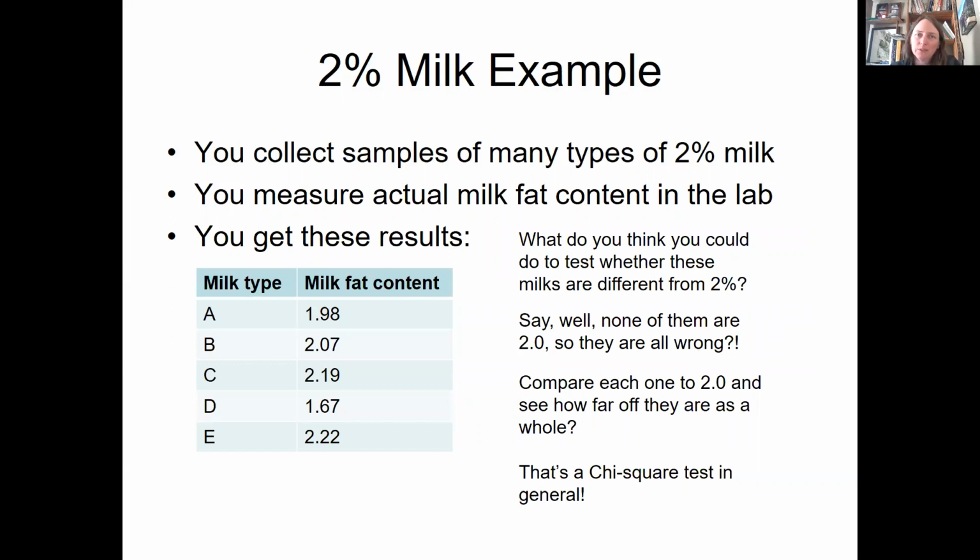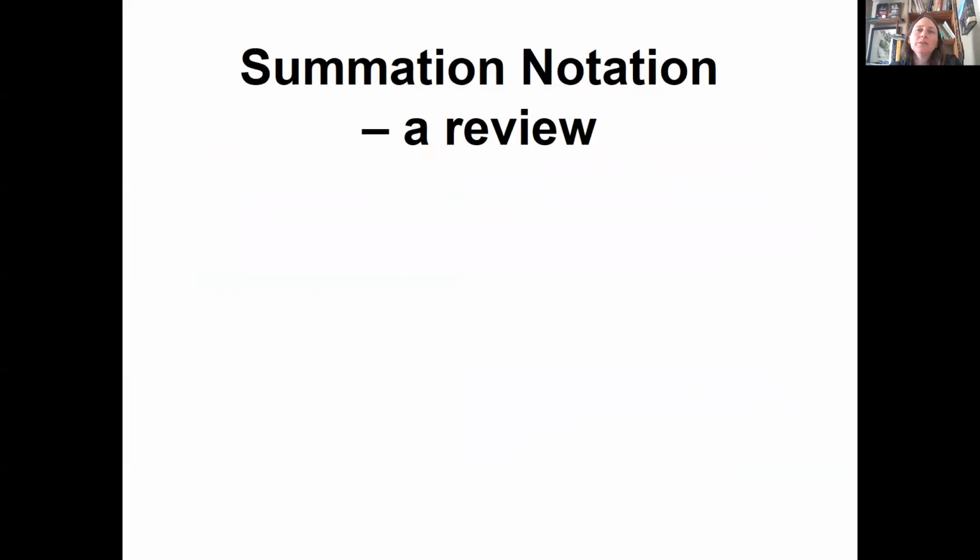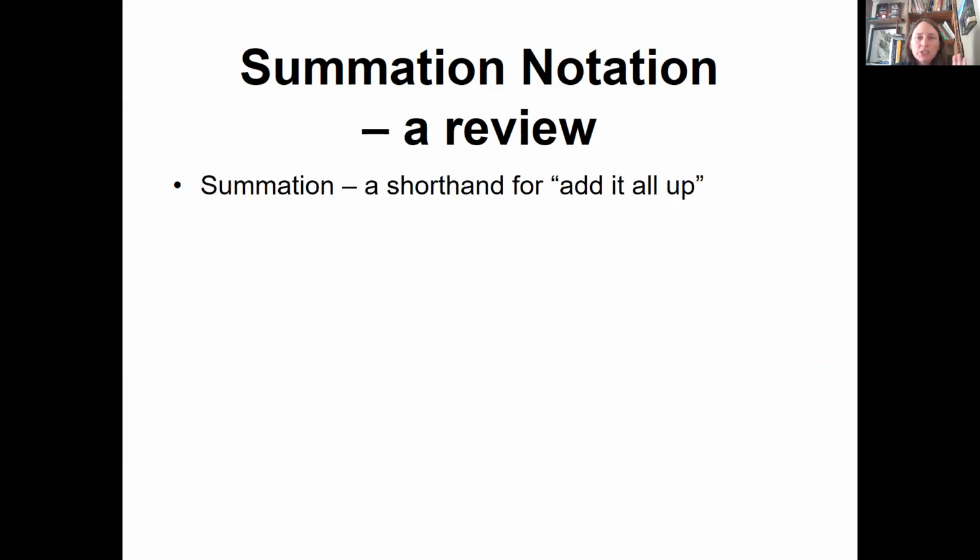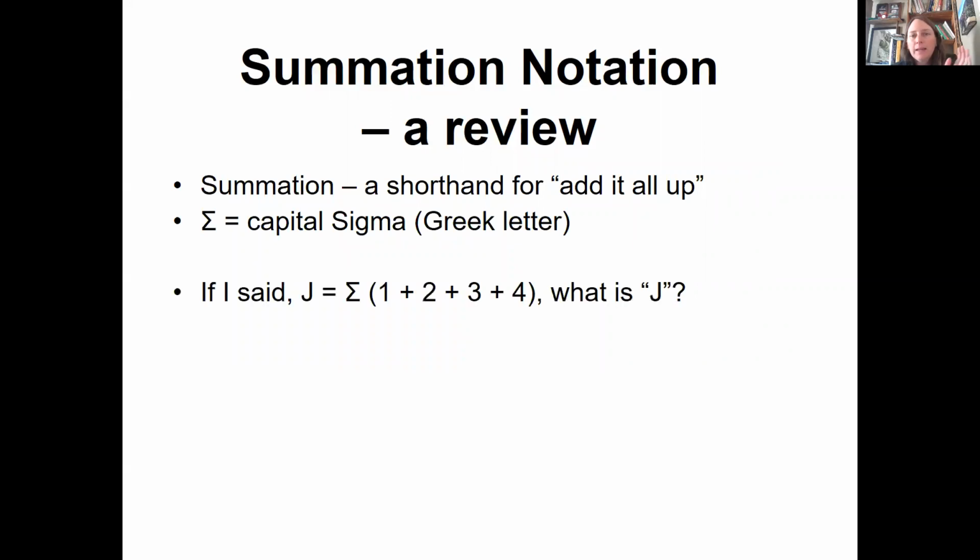Okay, so we're going to walk through this example so that you understand it. I'm going to use some calculations that might at first seem scary, but hold on. First of all, I'm going to talk to you about summation notation. This is just a little bit of a review, hopefully, or maybe you've never seen this before, and that's okay. Summation is shorthand for just add it all up. For example, the Greek letter sigma, this big shape here, a capital sigma, stands for add it all up.